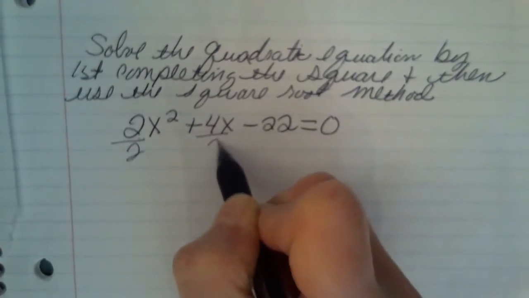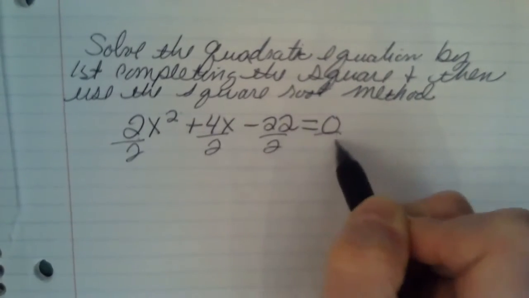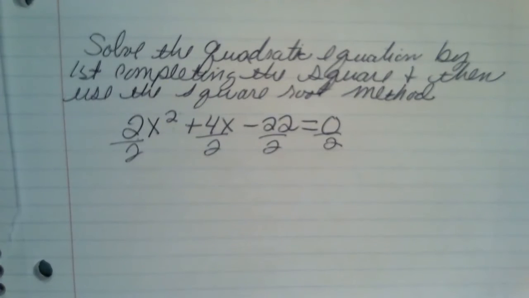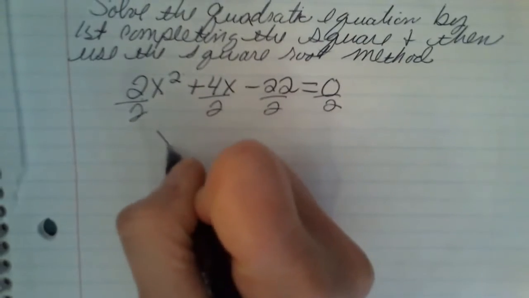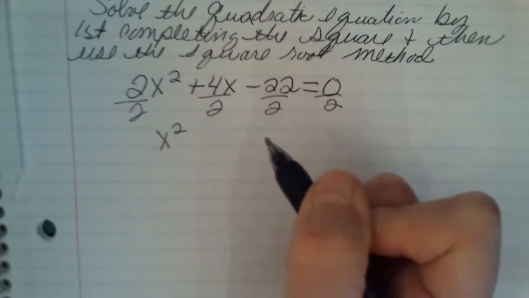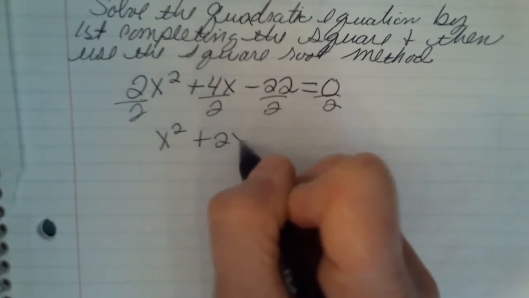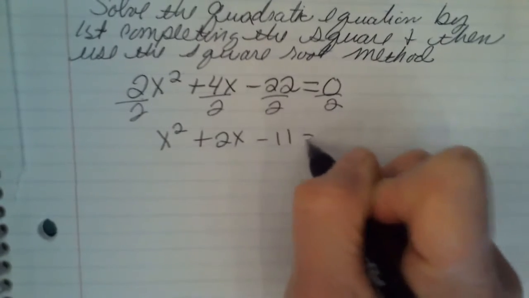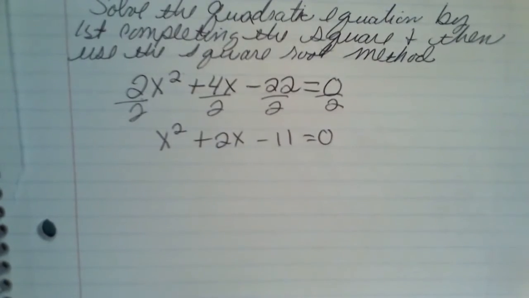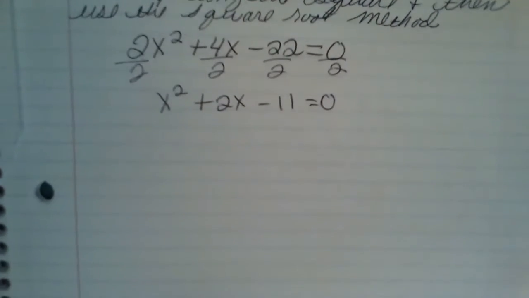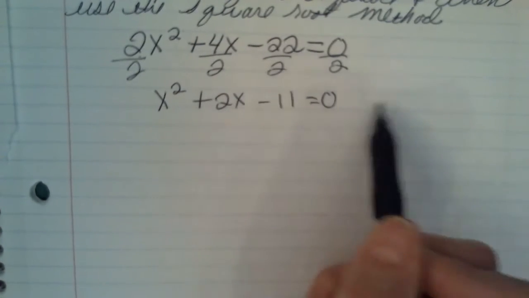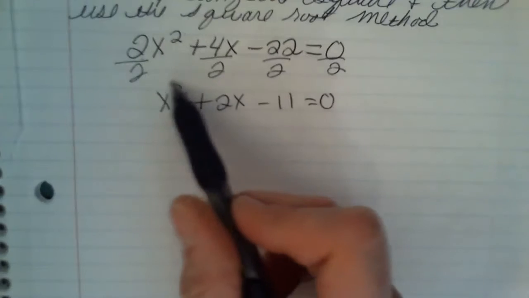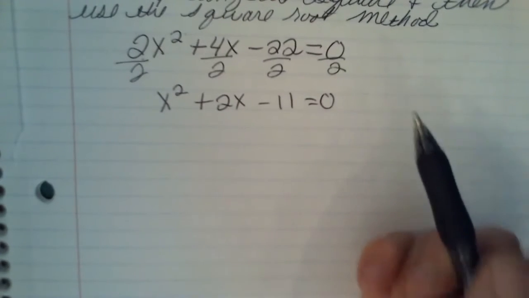So I can make that 1 by dividing every single term by 2. As long as I do it to both sides, the equation is still equivalent. So if I divide every single term by 2, I end up with x squared plus 2x minus 11 equals 0. My next step in completing the square is to determine a constant that I'll add to both sides of the equation that will make the left-hand side a perfect square trinomial.